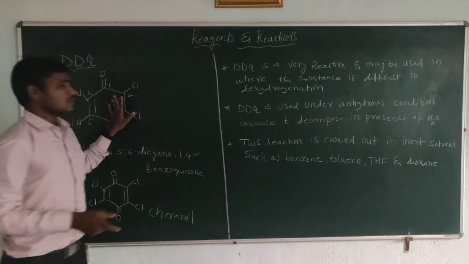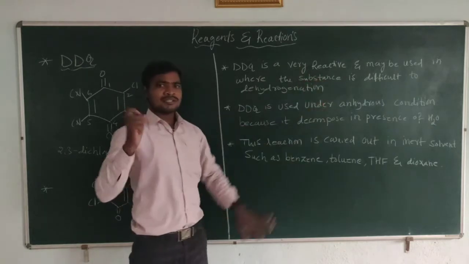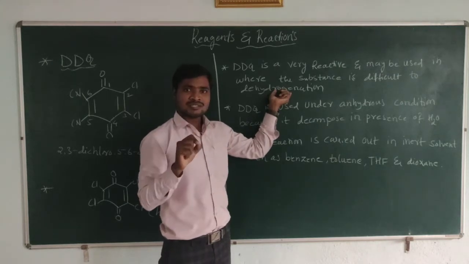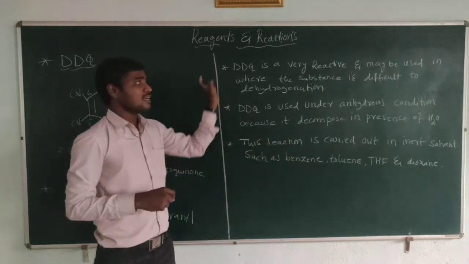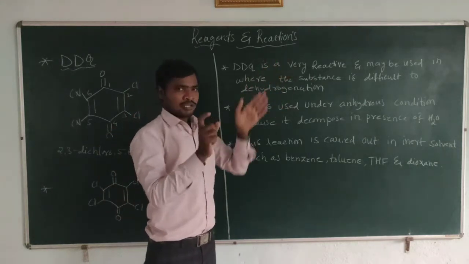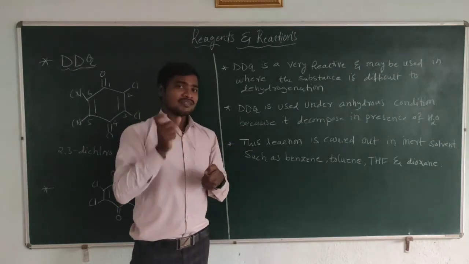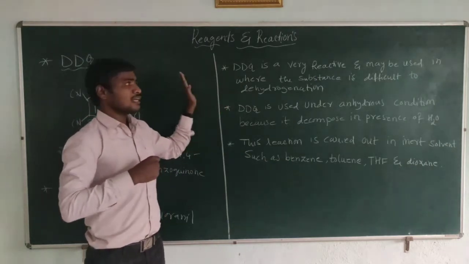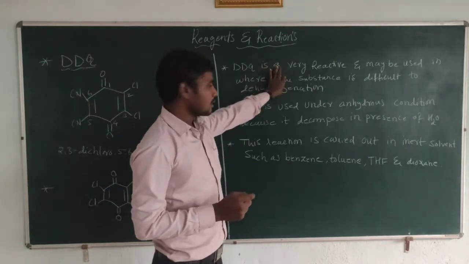So this DDQ is a strong dehydrogenating reagent. One of its properties is that we use it in molecules where dehydrogenation is very difficult. In that type of molecule, where it is very difficult to remove the hydrogen, we use DDQ as a dehydrogenating reagent. So that is one of the properties of DDQ.